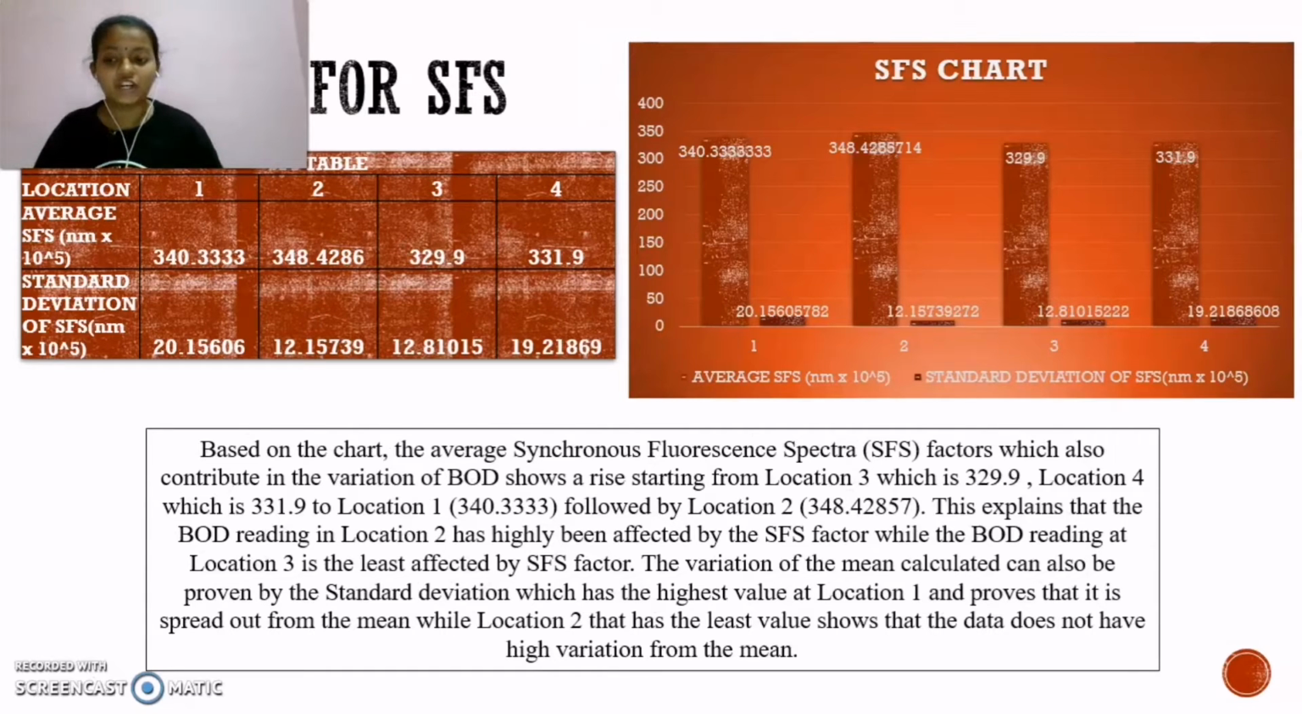For the SFS chart, the highest location is location 2, which shows that the BOD reading is highly affected by the SFS factor. The lowest is location 3, whereby it shows that the BOD reading is least affected by SFS because it contains the least mean value. For the standard deviation, location 1 has the highest value, which shows that the values are spread far away from the mean, and location 2 has the least value, which shows that the values are closer to the mean. So that's it from me, and thank you very much.